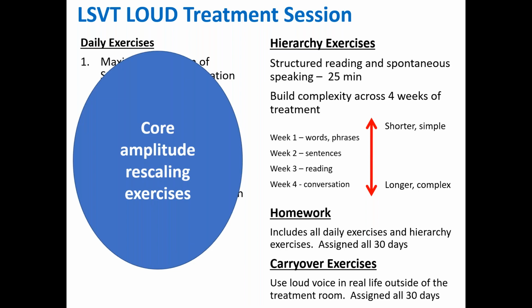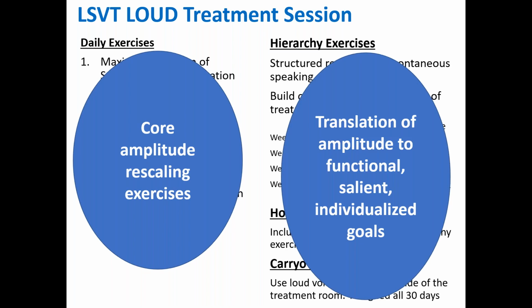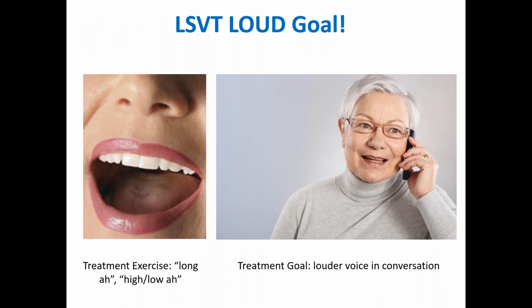So those daily exercises are really the core amplitude rescaling exercises, and then the hierarchy exercises are that translation using that amplitude to functional, salient, and those individualized goals for each patient. So even though we have those ahs and those treatment exercises, the long ah, the high and low ah, the end treatment goal is not that a patient has a nice, beautiful, long, loud ah, but that they have a louder voice in conversation, so that those daily exercises are the building blocks to get to that nice, loud voice in everyday speech.